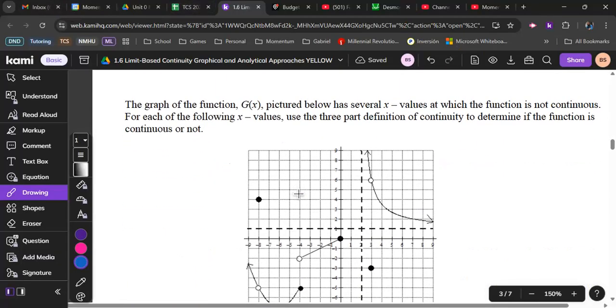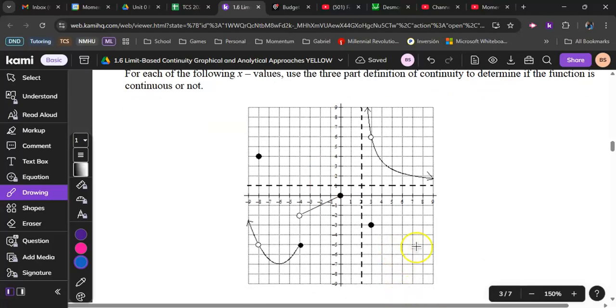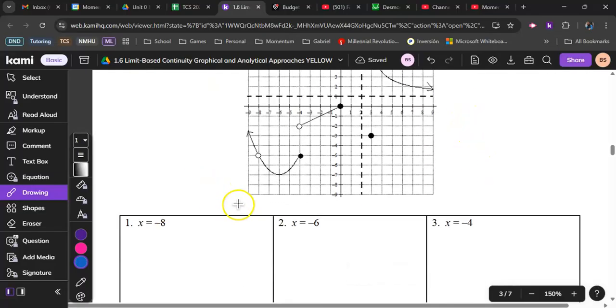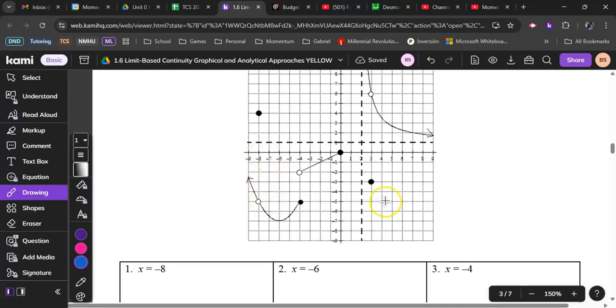All right. Graph of the function below. It's got a whole bunch of x values where it's not continuous. It's very easy to see that just by looking at it. Use the 3-part definition of continuity to determine whether or not it is continuous. So, first one here at negative 8. At negative 8, does it exist?